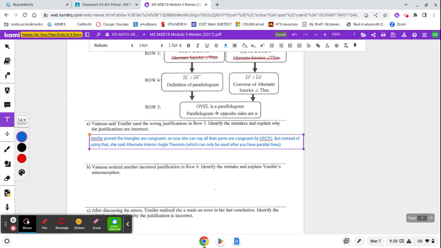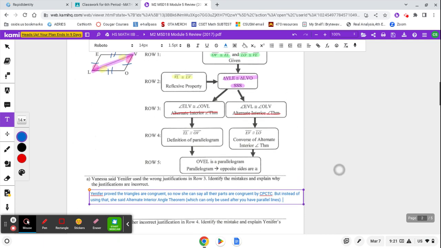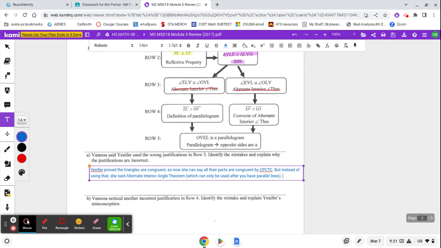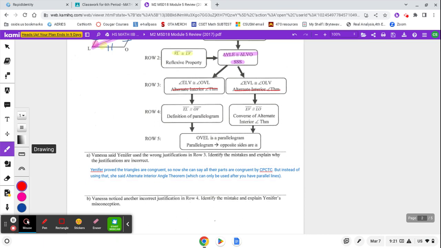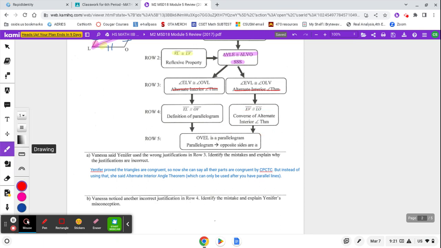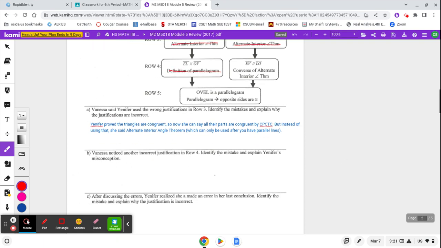Next, Vanessa noticed another incorrect justification in row 4. So looking at the two reasons that we can now say EL is parallel to OV and EV is parallel to LO, one of those two reasons is correct and one of them is incorrect. What do you think? Well, the correct one is called converse of alternate interior angle theorem, and the incorrect one is this definition of parallelogram.